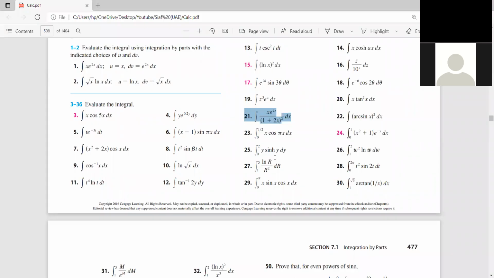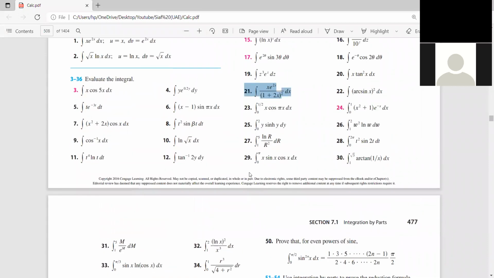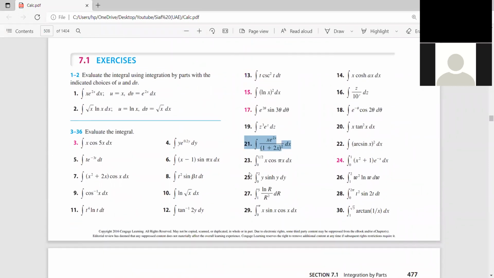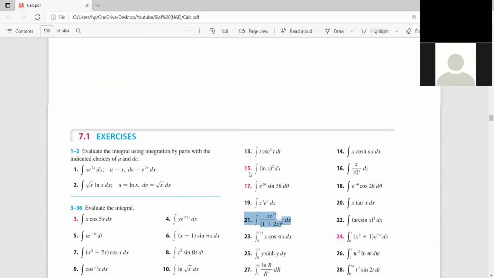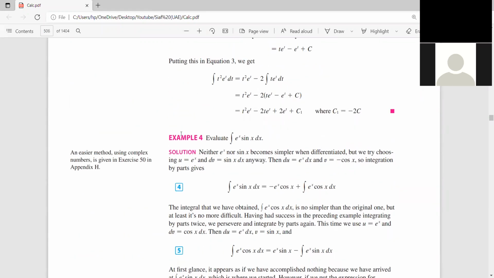If you want me to do any other question, then we can do it. Otherwise, we are going to shift towards the example question. Okay, we'll shift. Okay, let's do this example, which is the integration of e^x sin x dx.